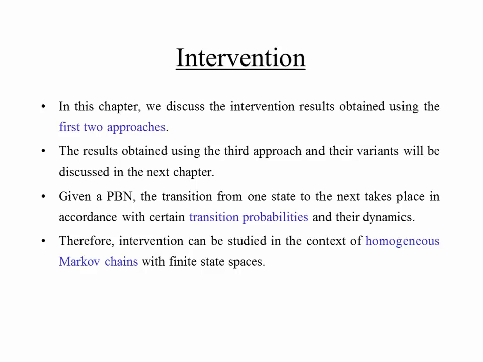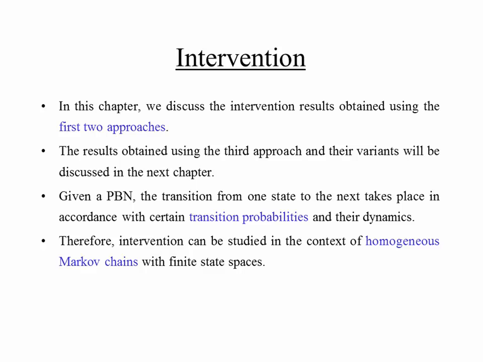So in this lecture, we discussed the intervention results obtained using the first two approaches. The results obtained using the third approach will be discussed in the next lecture. So given a probabilistic Boolean network, the transition from one state to the next takes place in accordance with certain transition probabilities and their dynamics. If a gene is in a given state, it will transition to some other state with a certain probability. So based on that, you can compute the transition probability of the associated Markov chain. And so intervention can be studied in the context of homogeneous Markov chains with finite state spaces.